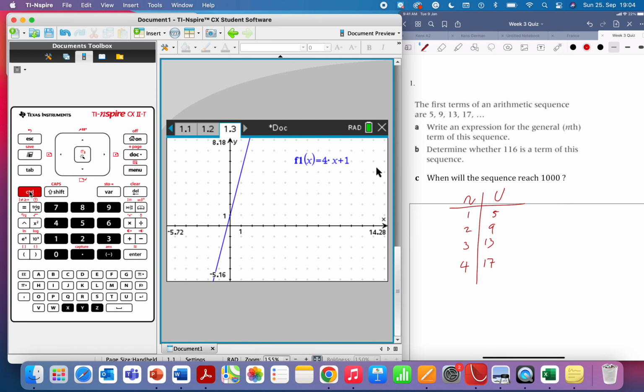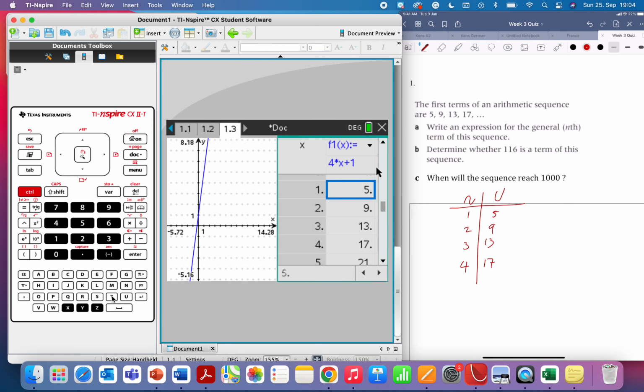Now determine whether 116 is a term of this sequence. Well, we can press Control T to turn on the table of values, and we're looking for 116 to appear in the u column, right? And it doesn't. So we can say no, it's not, but we need to have some explanation.